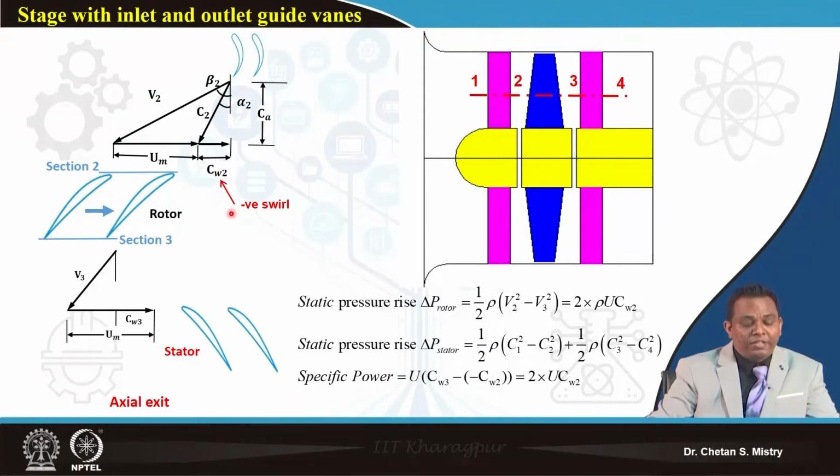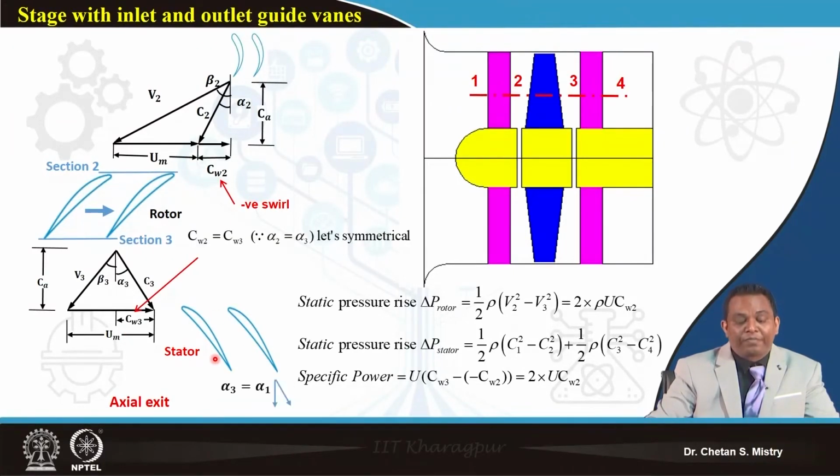Now, in terms of the exit, this is what we have realized. We have my exit whirl component, say CW3. What we want to do is look for an axial exit. So if we are looking for an axial exit, we will have a stator vane placed here. Now, when we do this kind of design, we assume a symmetrical configuration, which says my CW2 and CW3 are the same. That means alpha 2 and alpha 3 are assumed to be the same.